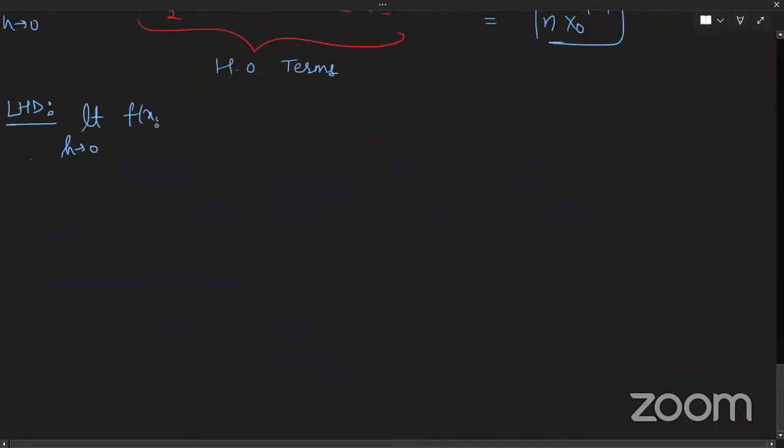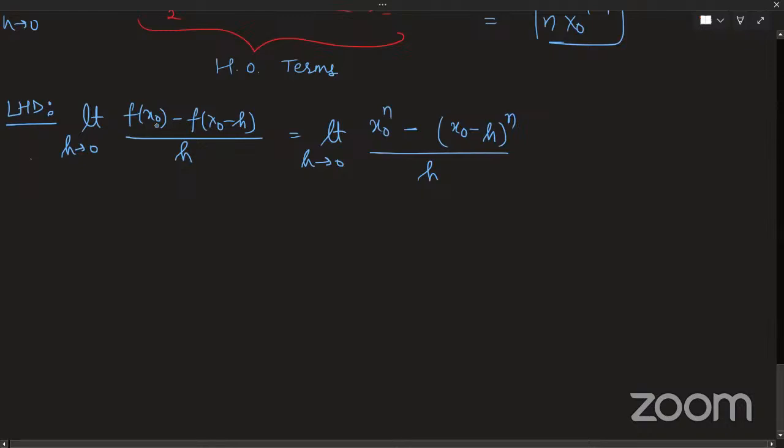So it is (f of x naught minus f of (x naught minus h)) whole divided by h. When you do this, you will get limit h tends to 0 of (x naught raised to n minus (x naught minus h) whole raised to n) whole divided by h. So you have got (x naught minus h) whole raised to n, right? So you can write it as x naught raised to n into (1 minus h by x naught) raised to n.